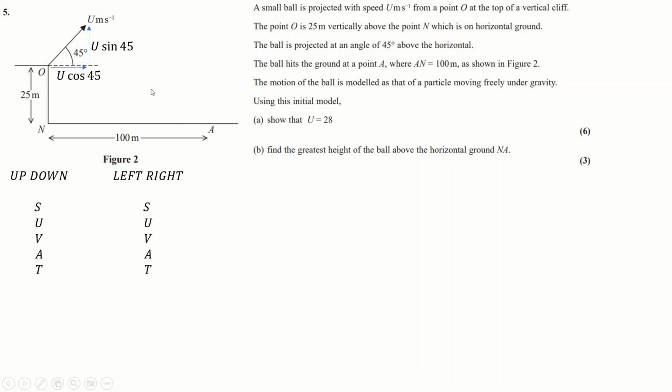We'll do each separately. So up and down, we have an acceleration of minus 9.8. It hasn't told me to take any other value, so I'll just use that. Acceleration left and right is 0, because there is no acceleration left and right, because there's no air resistance or anything like that, so that's good. Initial velocity up and down is u sine 45, u cos 45 going left and right. Final velocity going left and right is also u cos 45, because there's no acceleration, so it must be. We're not actually going to use that at any point, though.